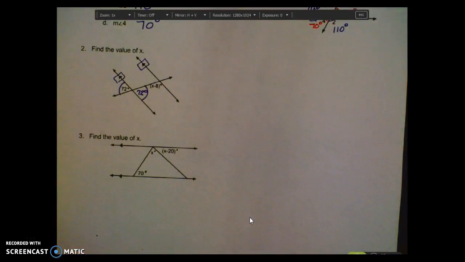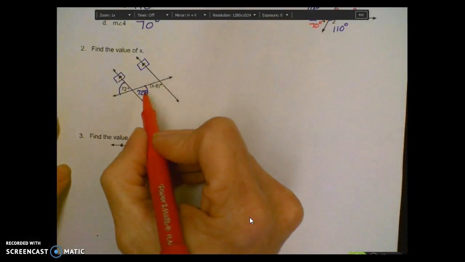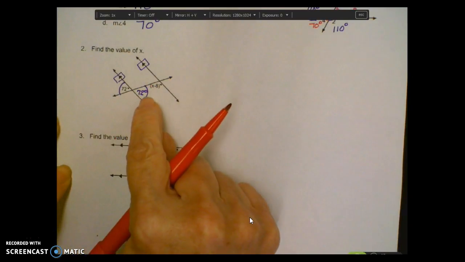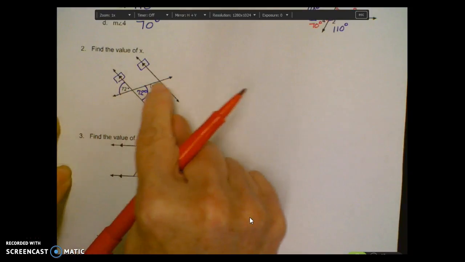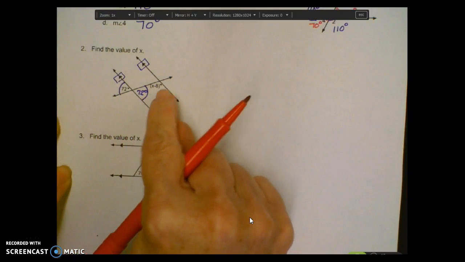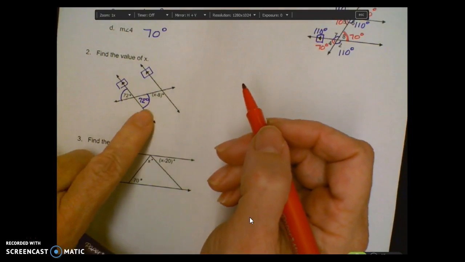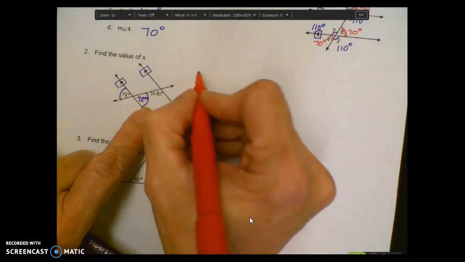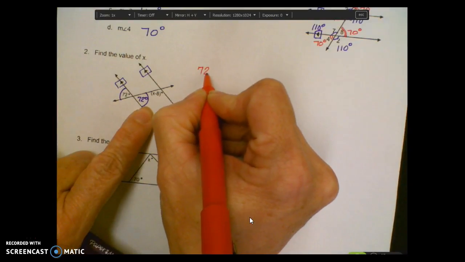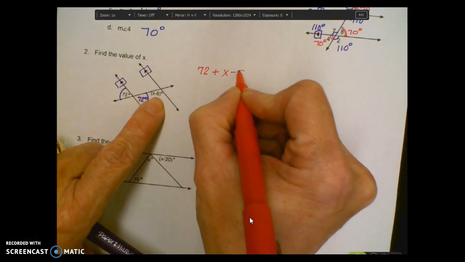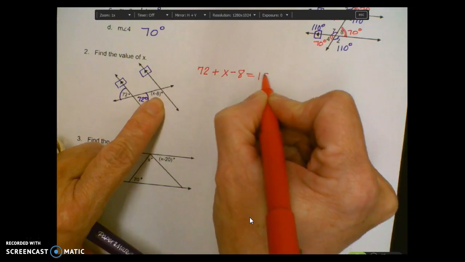Now you should notice that that 72 degree angle and the x minus 8 degree angle are now consecutive interiors, or same side interiors. So from what we know in our theorems on the first page, if two parallel lines are cut by a transversal, then the pairs of consecutive interior angles are supplementary. Supplementary, recall, means that they have to total 180 degrees. So 72 plus x minus 8, adding the two angles together, equals 180 degrees.